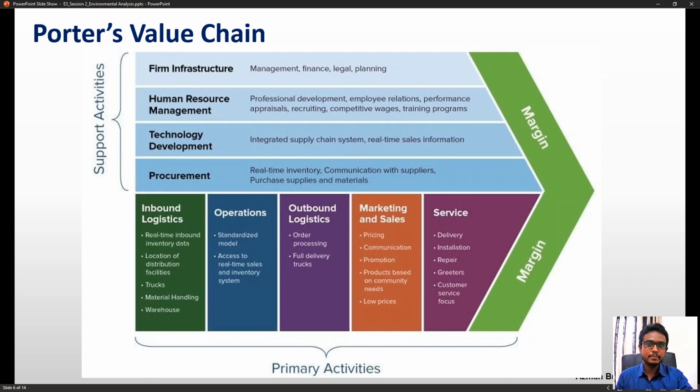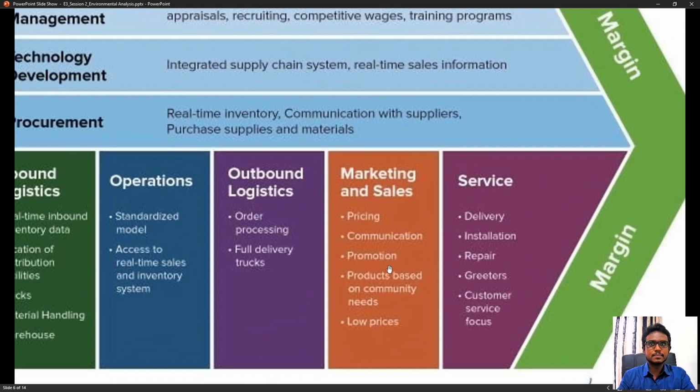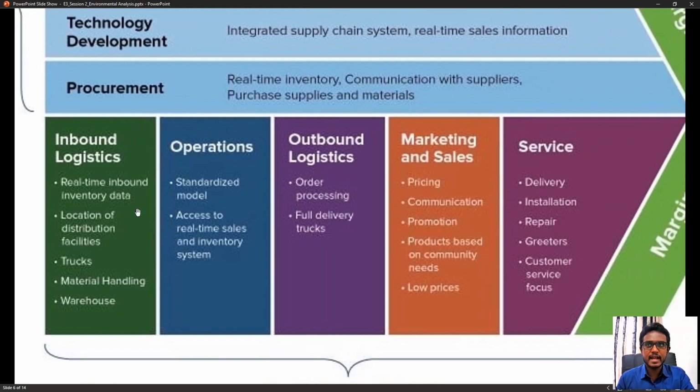So what are the primary activities? Inbound logistics, operations, outbound logistics, marketing and sales, and service. And the secondary activities are firm infrastructure, human resource management, technology development, and procurement. So just a few examples under primary activities. Real-time inbound inventory data, location of distribution facilities, trucks, material handling and warehouses are all elements within inbound logistics.